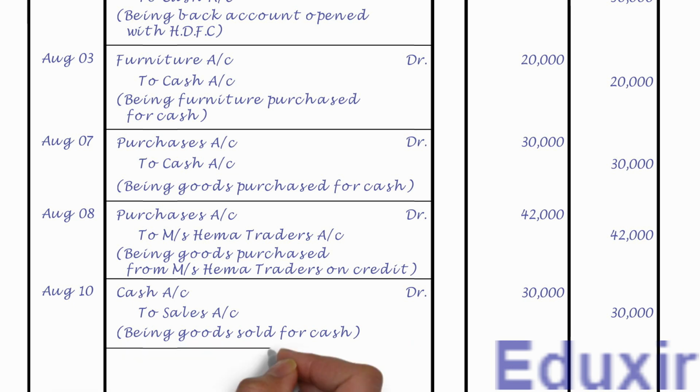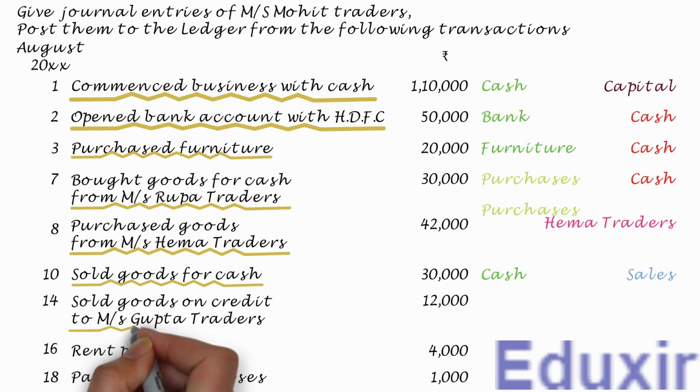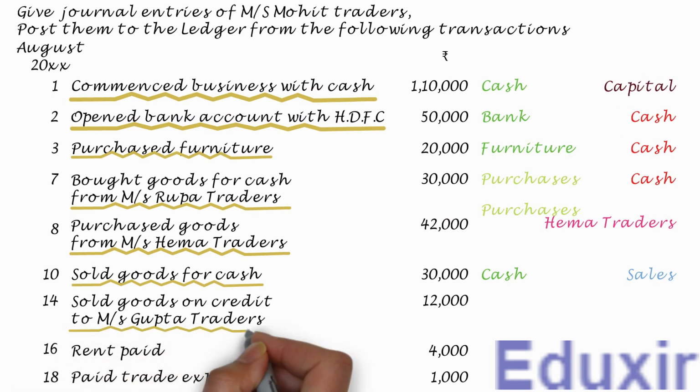Let us now draw a line to mark the completion of journalizing of this transaction. That completes the journalizing of this transaction. Let us now take up the next transaction. In this transaction, the business has sold goods on credit to Messrs. Gupta Traders. As you know, sales generate revenue for the business.